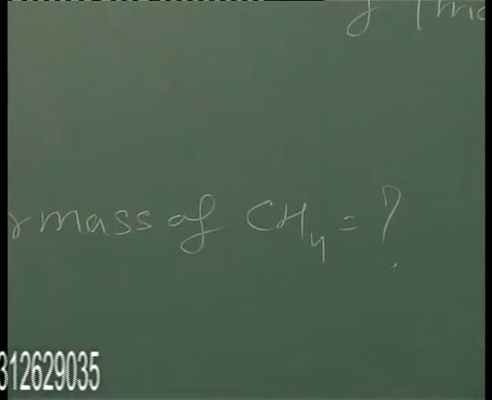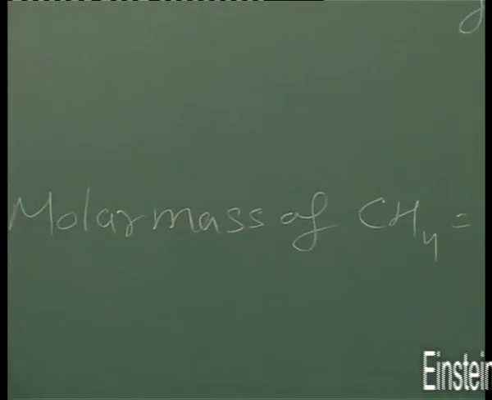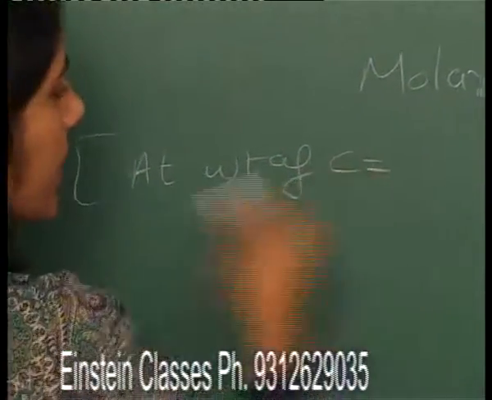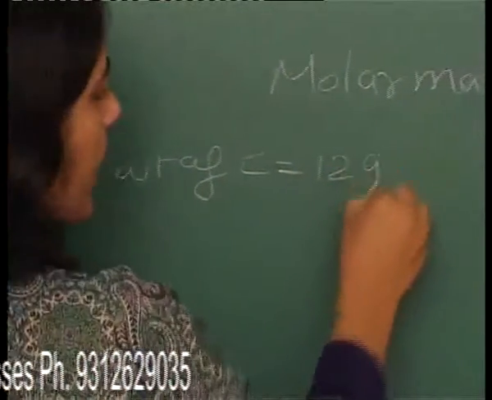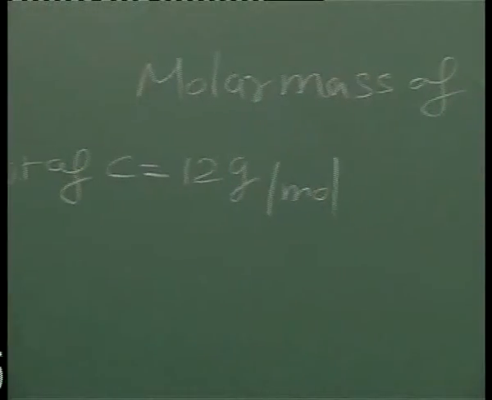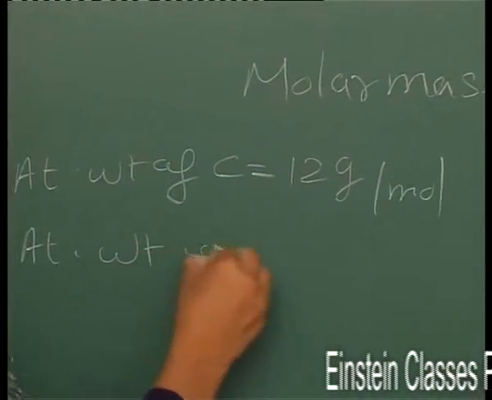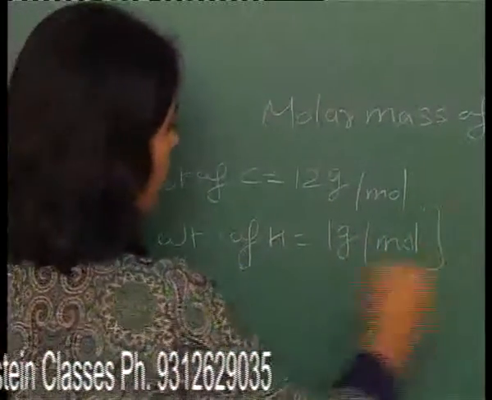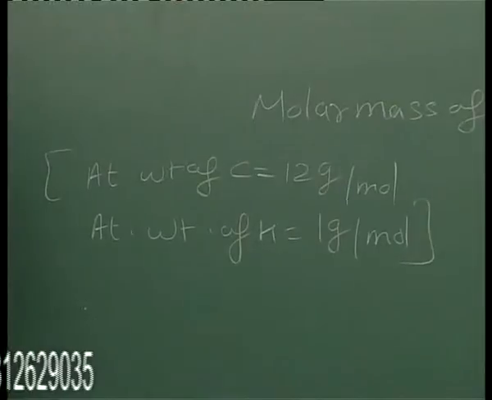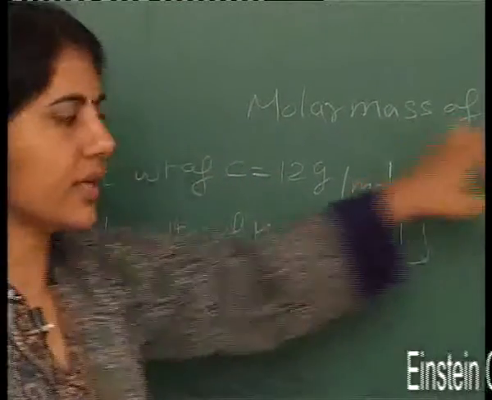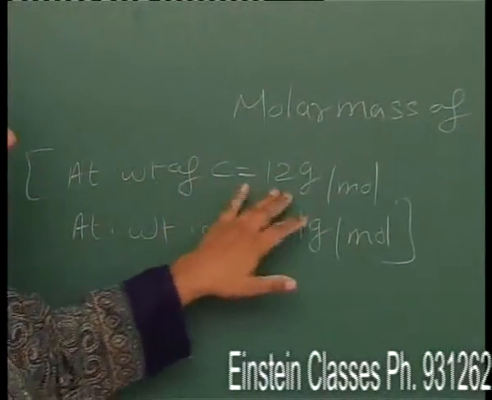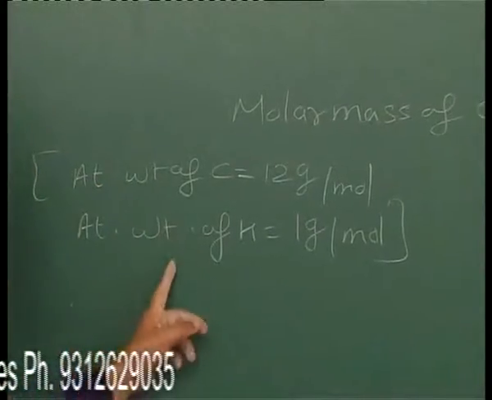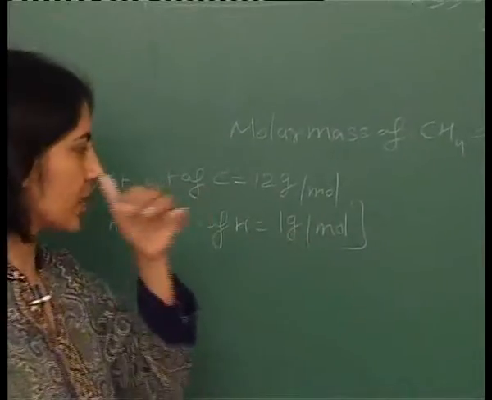If I need to calculate the molar mass of methane, I would be given the atomic weight of carbon, that is 12 gram per mole, and the atomic weight of H is 1 gram per mole. So I need to calculate the molar mass of methane. I have been provided with the atomic weights, that is, the mass of 1 mole of carbon atoms is 12 gram and the mass of 1 mole of H atoms is 1 gram.